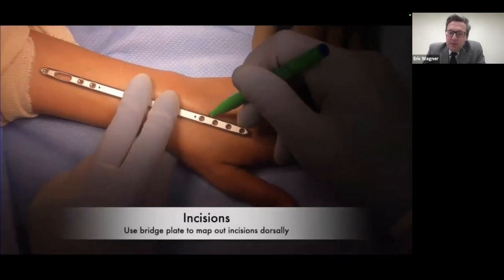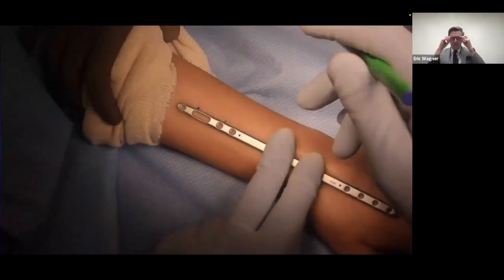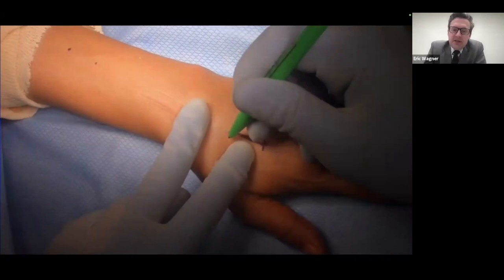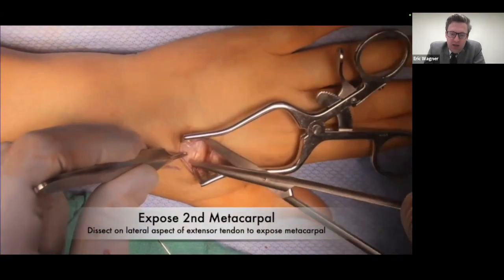Then you can map out the bridge plate. There are many different companies and many different techniques available for this. I do like these skinny ones. The long skinny ones, I do think, are helpful to actually pass it.